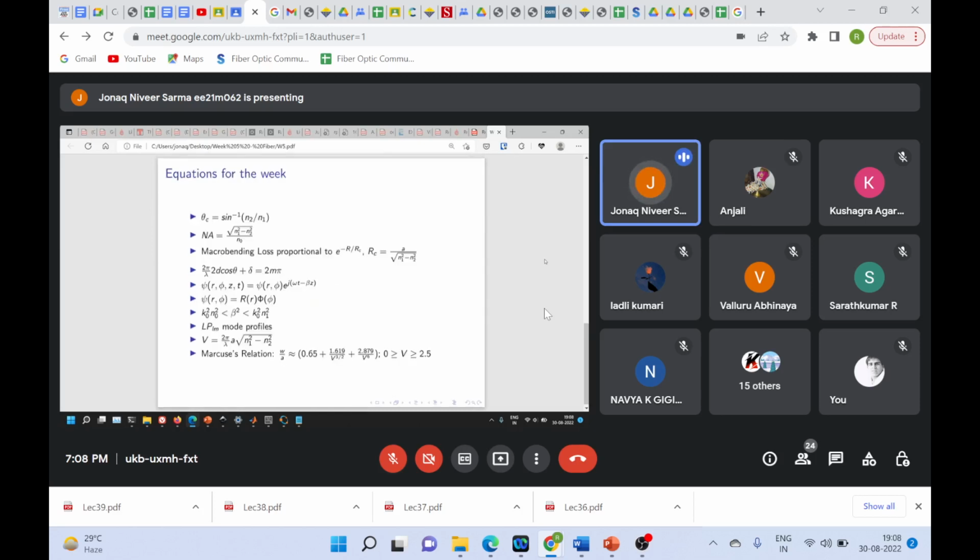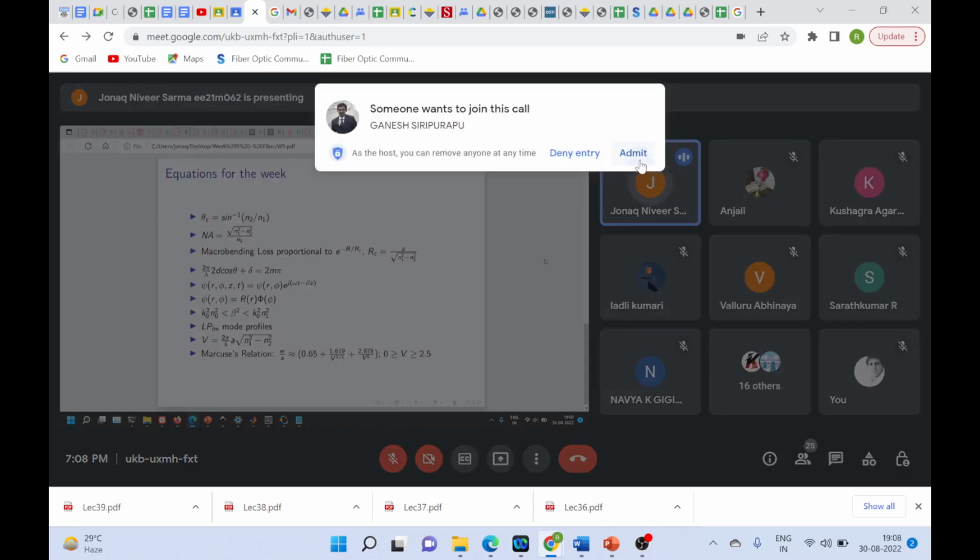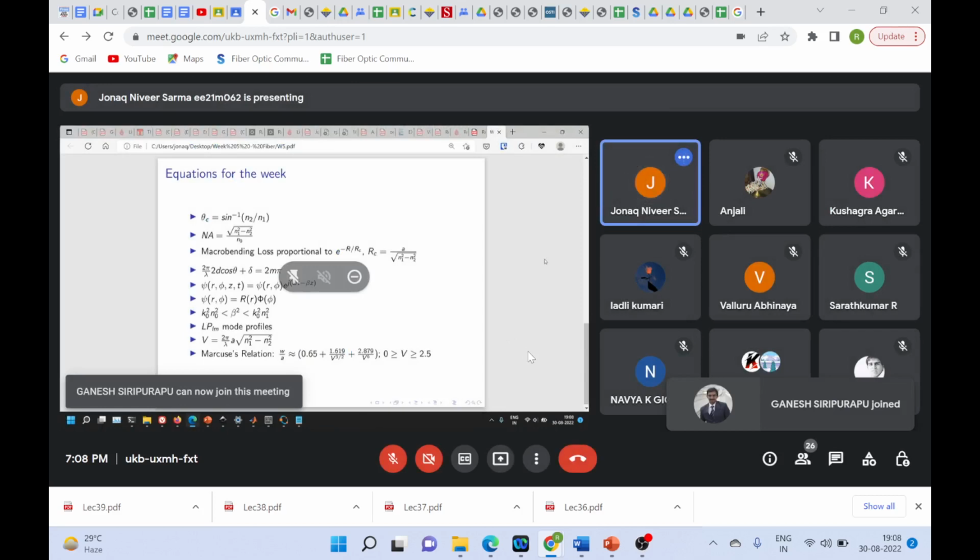And these are not all of the equations, but these are some of the representative equations that would be used to solve problems from this week's content. So these critical angle, acceptance angle, numerical aperture, those should be familiar from earlier courses, I hope. And then we didn't go much in depth, but while discussing losses, we saw the equation for macro bending loss.